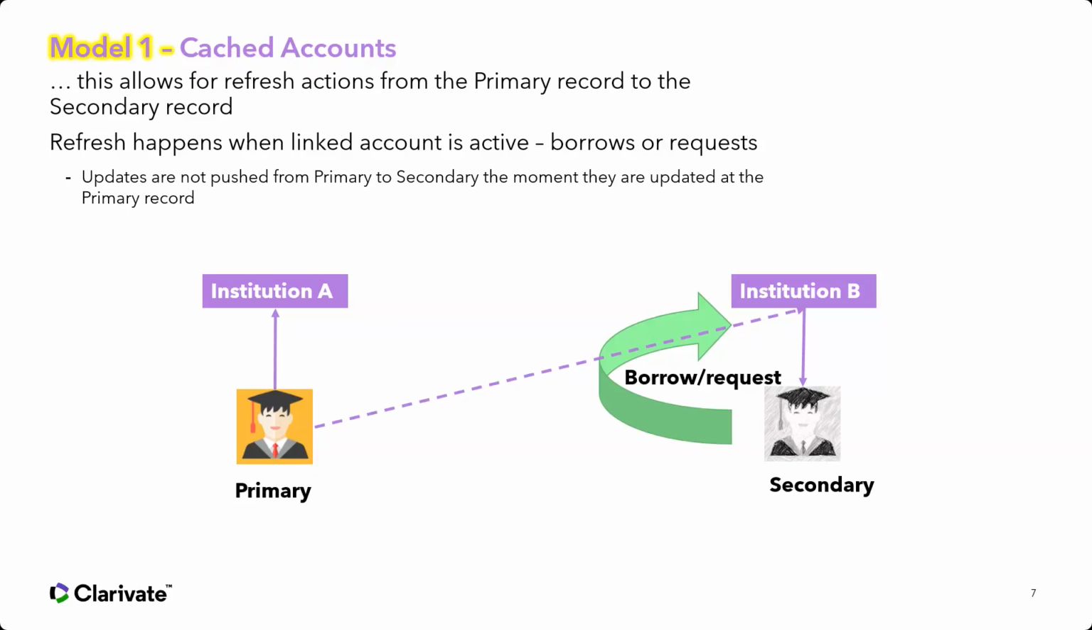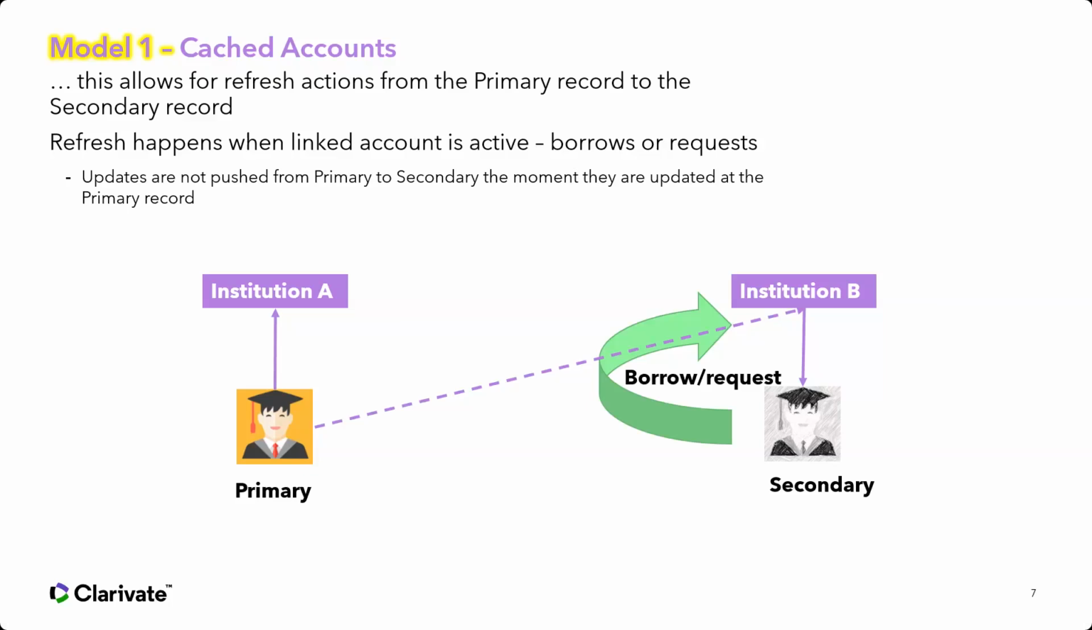However, if on July 1st, the patron walks into institution B and checks out an item or uses Primo to place a request, that's when the update will be pulled from institution A into institution B, and the correct email will be updated. So the updates do not happen in real time when they take place at institution A, only when the patron is active at institution B. That's one of the things that we're planning to improve about the way that network accounts are managed, but the current status is as I've just described to you.